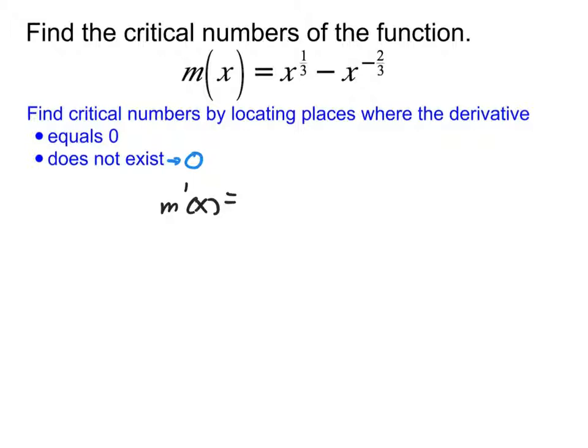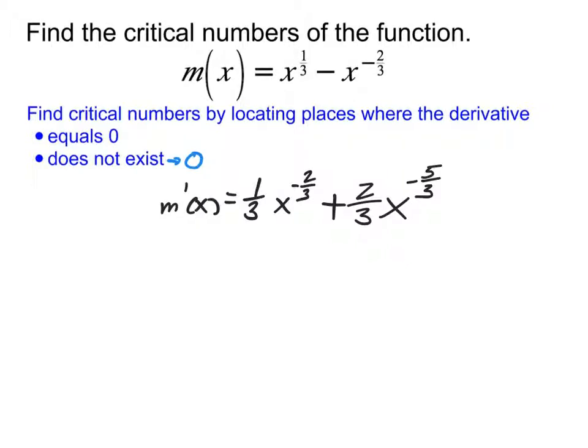So for the derivative of x to the 1/3, it's just the power rule. I'm going to multiply 1/3 by x to the power of 1/3 minus 1, so that's going to be a negative 2/3. Then it's minus. Now I'm going to bring down my exponent, the negative 2/3. Of course, minus negative becomes plus. So that's going to be 2/3 x, and then again, subtract 1 from the exponent. So negative 2/3 minus 1 is going to be negative 5/3.